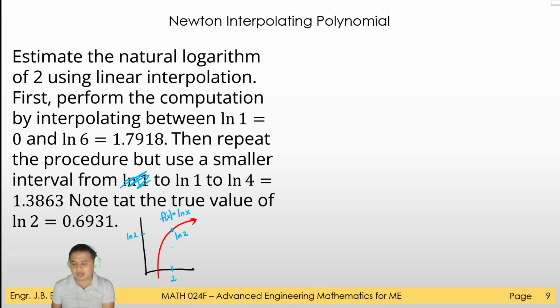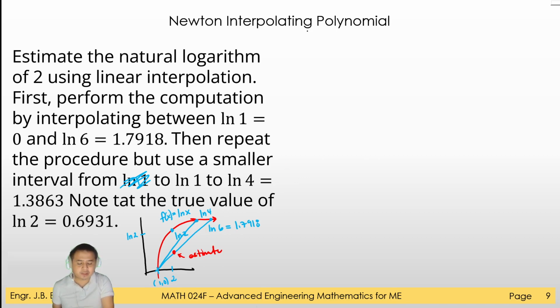But what is given here? We have ln 1, and we know that ln 1 is 0, so we have 1 and 0 here. If we continue this graph, we have ln of 6, which is equal to 1.7918. We want to find the interpolation between these points, which will be a rough estimate from linear interpolation. Now we will also do this for ln 4. As you can see, the better estimator will be the one closer to ln 2.